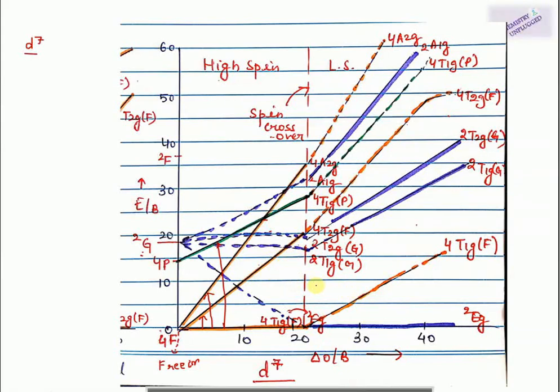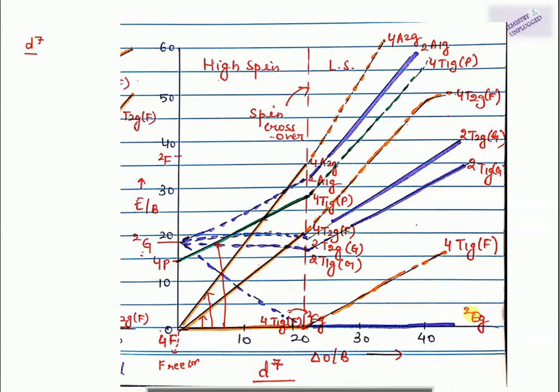So now comes the role of 2G. As you increase the field strength further after this 10Dq value, the EG term, this is your EG term, at this point will become your ground state term. And the T1G term of 4F will rise in energy. Similarly, all these terms will show a rise in energy level. Only 2EG will become your ground state term.